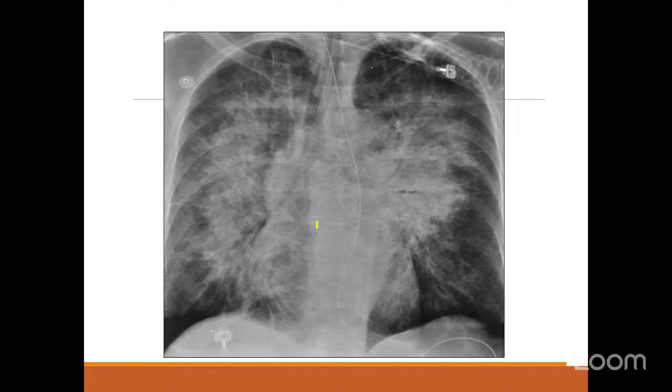I think everyone would find it easy to identify this. What we are seeing is opacification present on both sides, which is more towards the center or around the hilum, and which is sparse towards the periphery, which commonly happens with pulmonary edema.